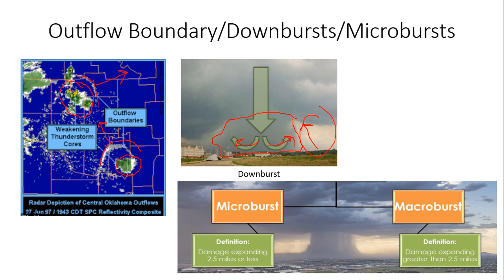Okay. And here's an example, finally, at the bottom of the slide, just again delineating the differences between a microburst and a macroburst, okay? Micro being a much smaller area. Here's the definition in miles. I gave you the definition earlier between a micro and a macroburst in kilometer units, 4 kilometers. Here it is in miles, a microburst, damage expanding 2.5 miles or less, whereas a macroburst, damage expanding greater than 2.5 miles.